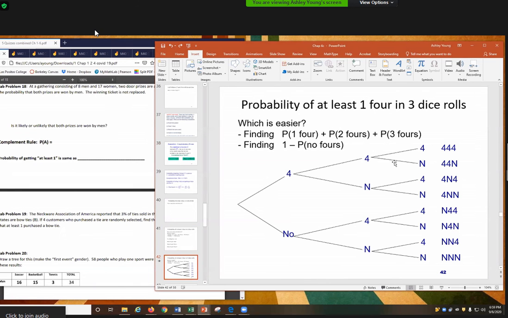So I could find all of these, right? And I want these ones here. I can find all 7 of these and add them up, or I could just find this one guy and subtract it from 1. That's a lot easier. Do you guys understand what I'm saying? I can calculate all 7 of these and add them up, or just find this one path and subtract it from 1. It's way, way simpler.